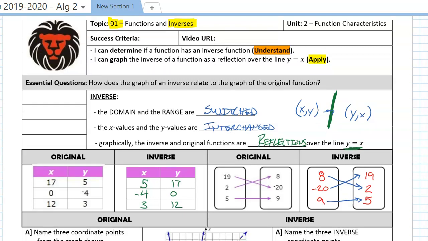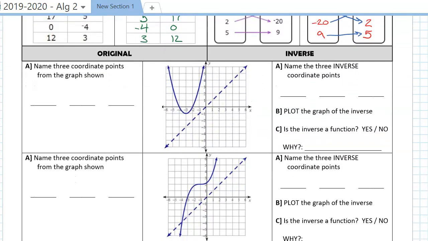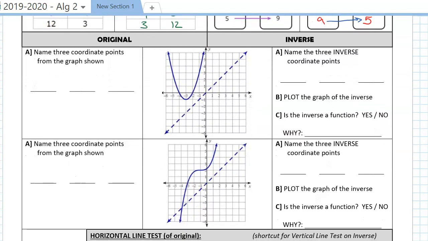But we're not going to spend a lot of time on tables and mapping diagrams. We really want to jump into looking at it when we have a full graph or just ordered pairs, and how the original and the inverse look here. This is what we're going to encounter throughout the rest of the year and in the higher level math classes. So starting off, I've graphed the original function for you.